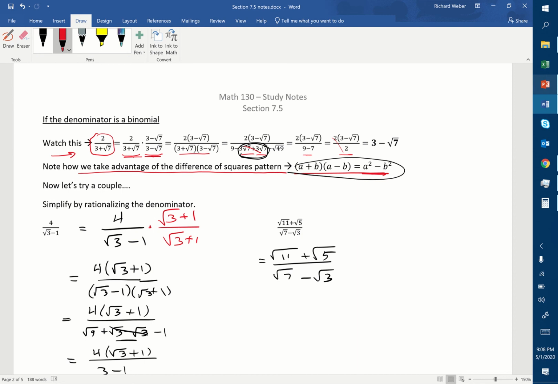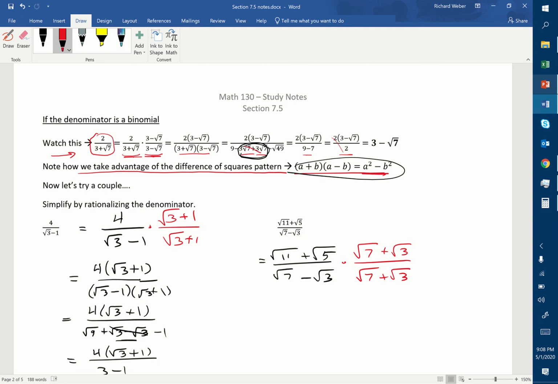It's a tough one, right? We're going to multiply top and bottom. We're going to create the difference of squares pattern downstairs. Once again, they gave us the minus, so once again, we choose the plus. If a person is not following this, they might think, oh, he always just goes plus.